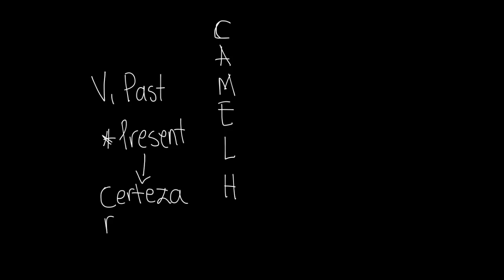But if we have a sentence with two phrases that are joined by our acronym CAMEL H, and the verb in the first sentence is either a past or a verb in the present that either expresses certainty or a routine or habitual action, then the verb in the second sentence needs to be in indicative. So let's take a look at the example.